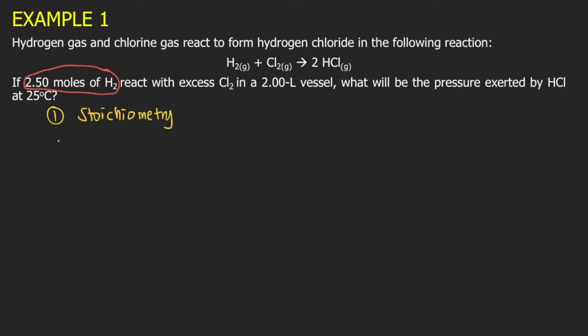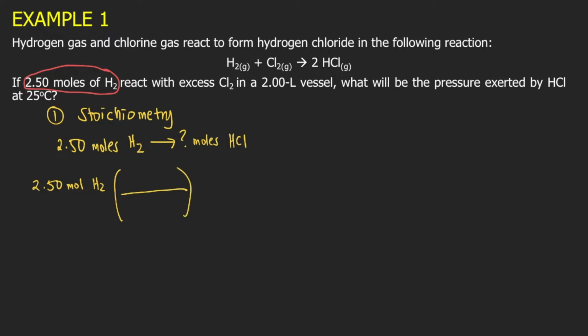Okay, we are given 2.50 moles of our reactant, H2. We will convert this into moles of the product, and our product is HCl. So we will use stoichiometry. The given is 2.50 moles of H2. Then look at the balanced equation. According to the balanced equation, 1 mole of H2 forms 2 moles of HCl.